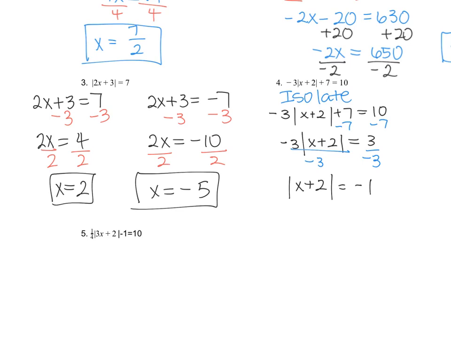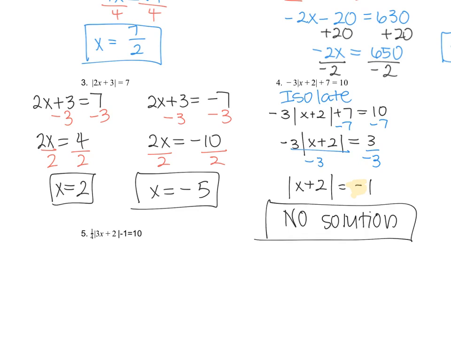Now that I've isolated my absolute value, I see that it's equal to a negative number. And remember, when we have an isolated absolute value, if it's equal to a negative number, it means there's no solution, which means there are no values for x that when I plug it in, I'm going to be able to simplify and end up with positive 10 as my solution.